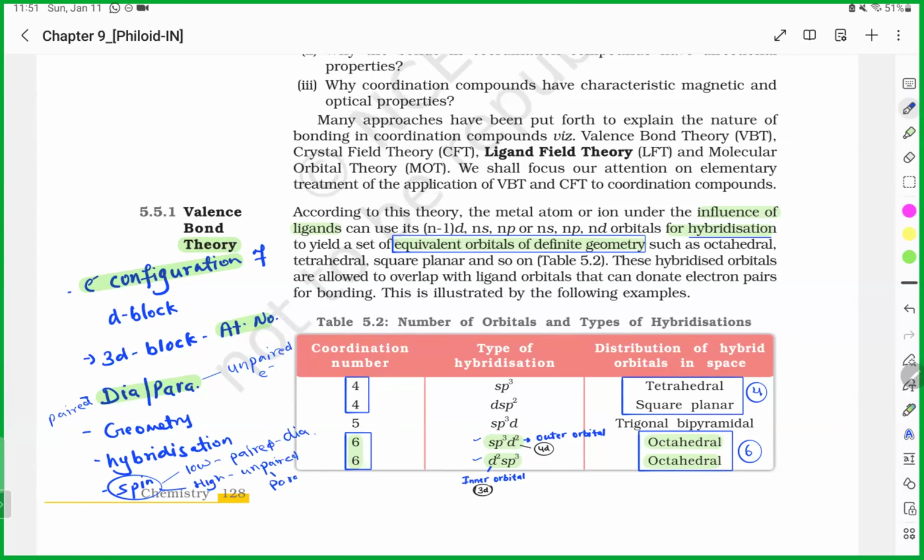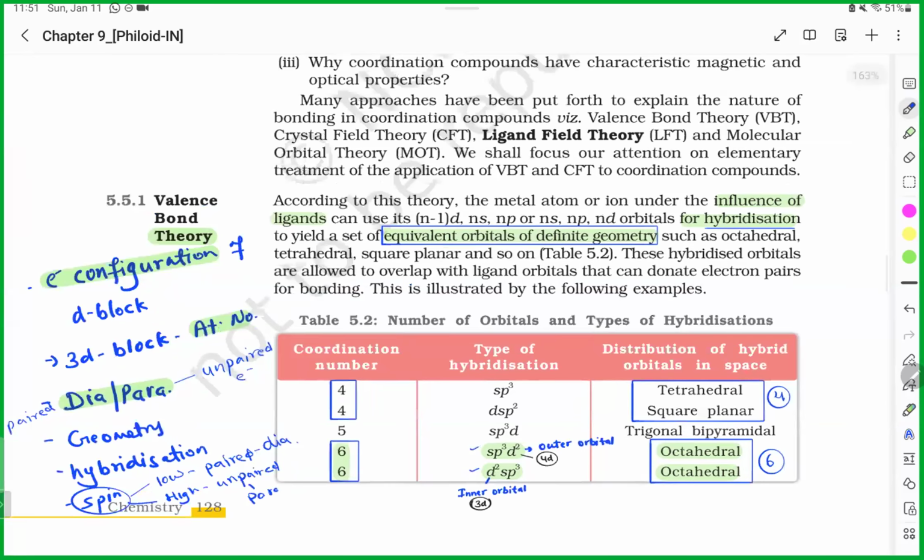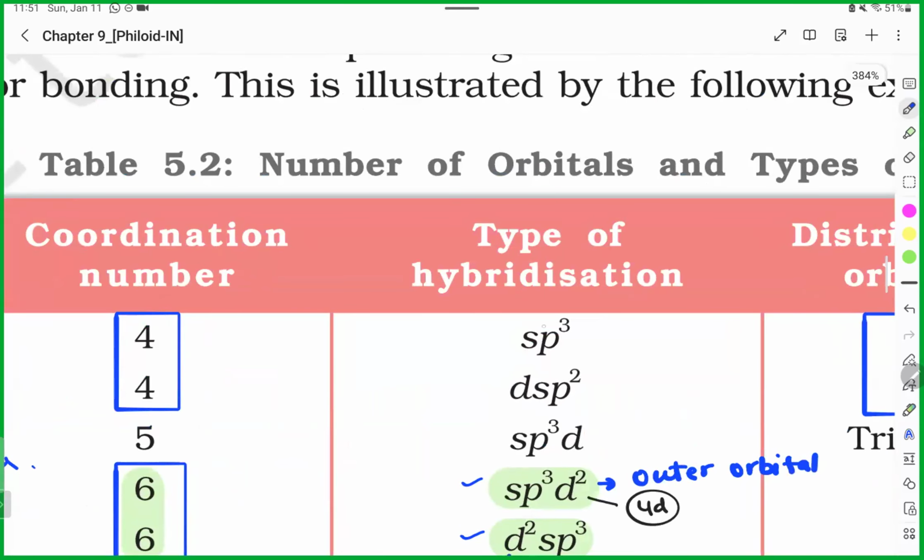If the coordination number is 4, then one s and three p, sp3 hybridization is possible, and in sp3, the geometry will be tetrahedral. The second possibility is that the d orbital of the metal is also involved. So 1d, 1s, and the remaining 2p, because the total should be 4.